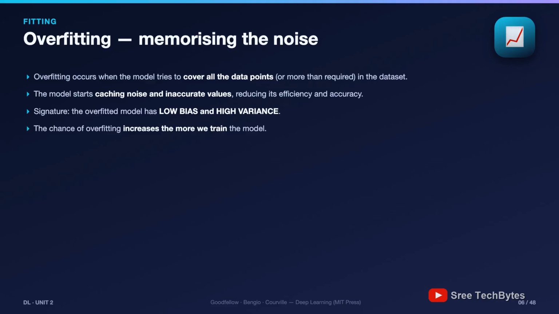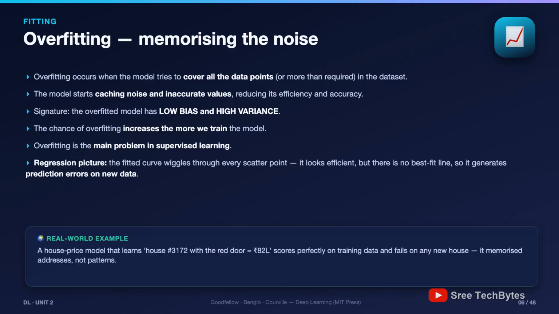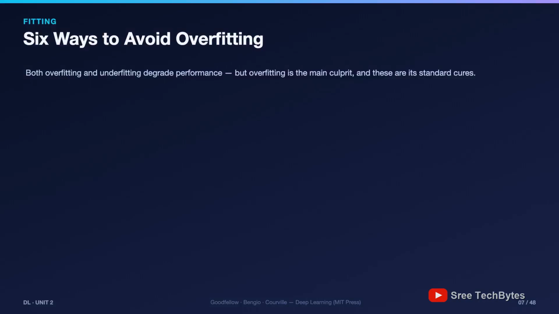It looks impressive and it's useless, because there's no best fit at all, just memorized coordinates. The technical signature, remember this pairing: overfitting means LOW bias, high variance. And here's the counterintuitive part: the more you train, the more likely you overfit. Training longer isn't always better, a fact that will justify early stopping in a few slides. My favorite example: a house price model that learns house number 3172 with the red door costs 82 lakhs. Perfect memory, zero understanding. So how do we fight overfitting?